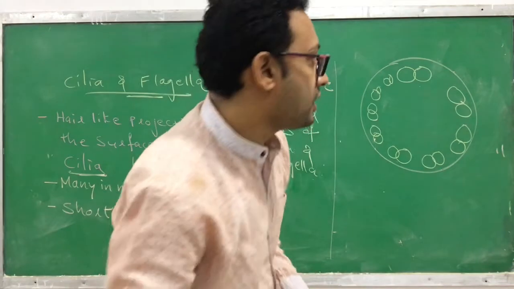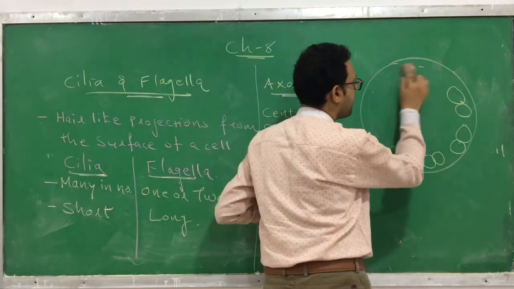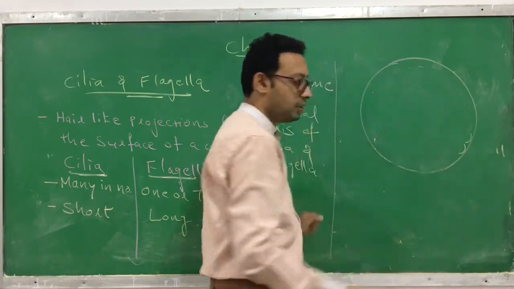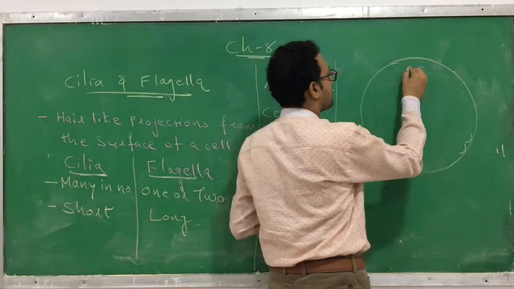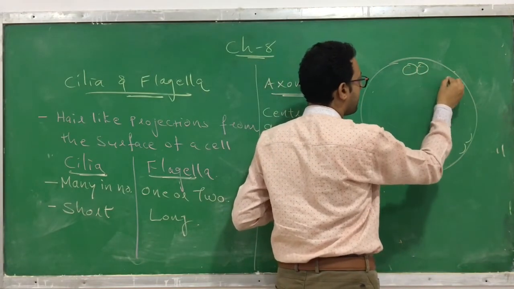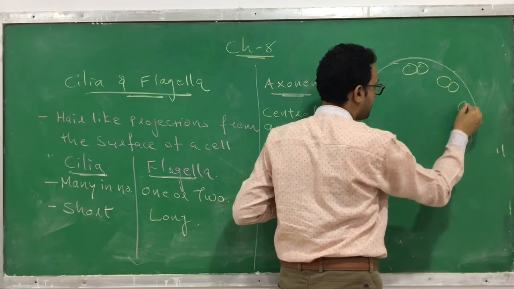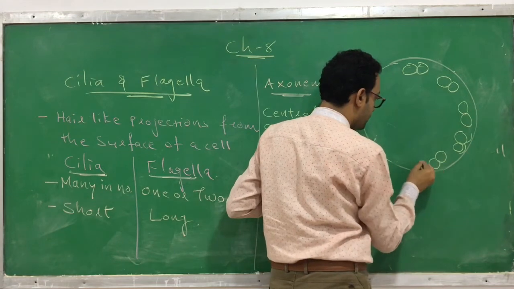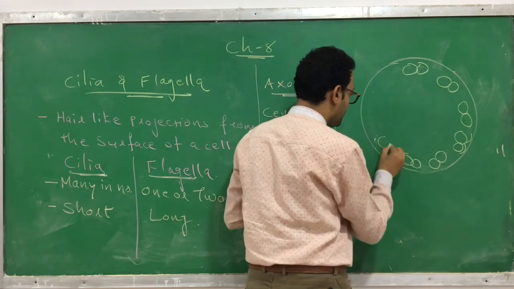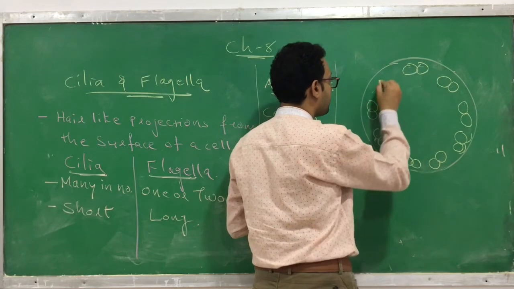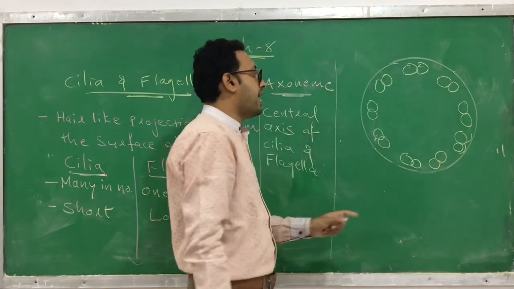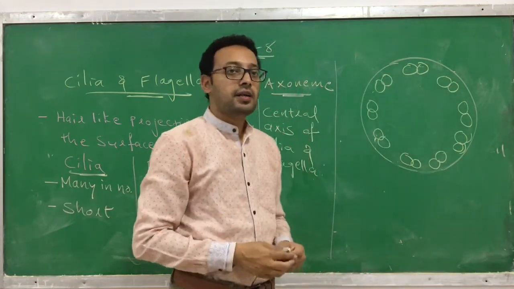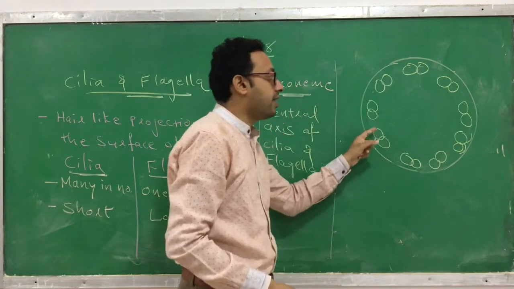I am drawing again because it was an unequal distribution, so you can accommodate all the 9. This is one doublet, this is the second doublet, third, fourth, fifth, sixth, seventh, 8, 9. So 9 doublets are present on the periphery. They are present in a pair.